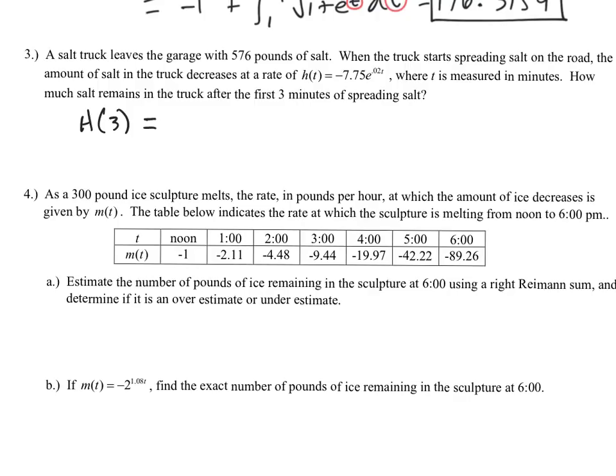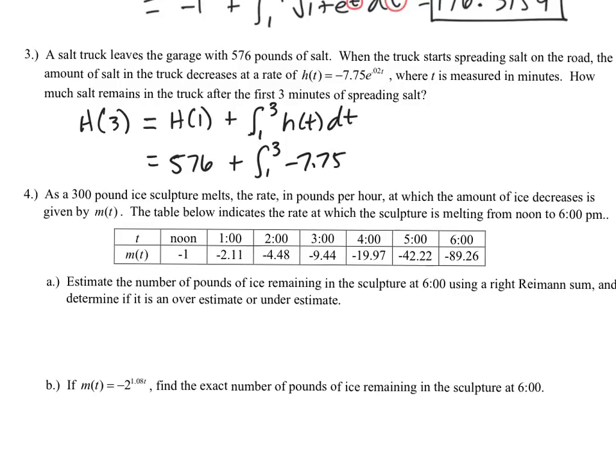So, to find that, we're going to take the initial amount, which would be H of 1, plus the change. Now, to find the change in the amount of salt in the truck, we're going to integrate the rate at which it's leaving. So, we'll integrate from 1 to 3, little h of t dt. So, to find H of 3, we're going to take H of 1, which is the initial amount of salt in the truck, that 576, plus the integral from 1 to 3 of negative 7.75 e to the 0.02 t dt.